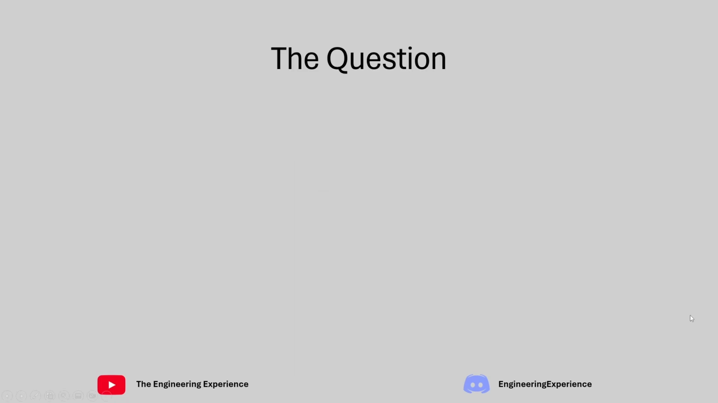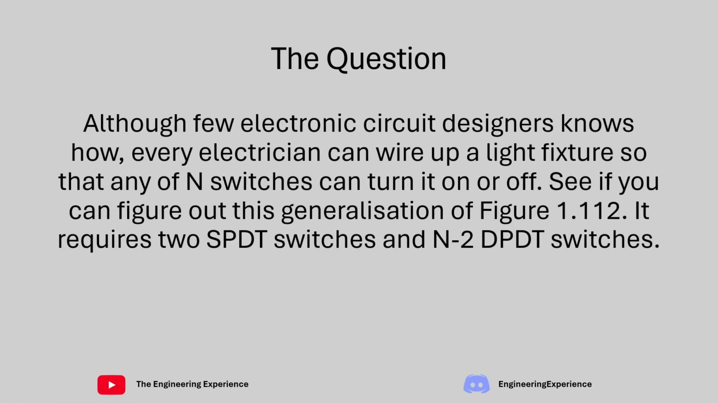So the exact text of the question is: although few electronic circuit designers know how, every electrician can wire up a light fixture so that any number of n switches can turn it on or off. See if you can figure out this generalization of figure 1.112. It requires two SPDT switches and n-2 DPDT switches.